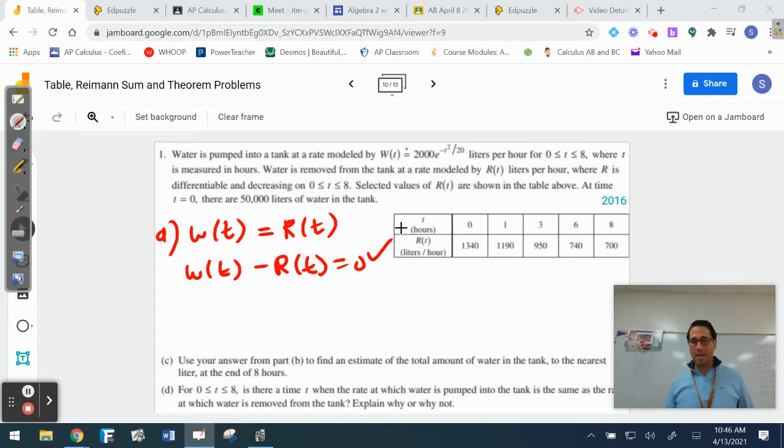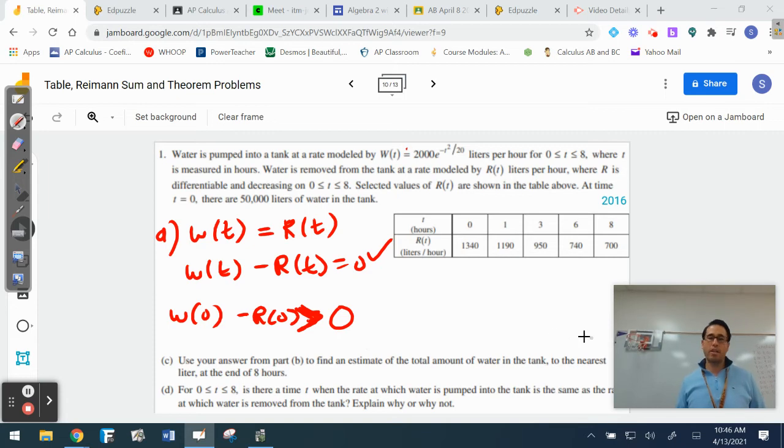Okay, next, I'm going to work with some endpoints here. You just kind of have to explore a little bit here. W of 0 minus R of 0. What is W of 0 minus R of 0? Well, guess what? I'm just going to say that's greater than 0. And it is greater than 0, right? You plug that into your calculator, you compare it to 1340, and it's going to be greater than 0.